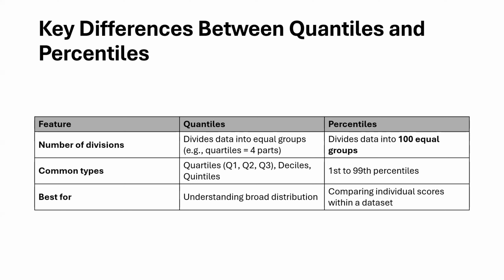Best for: if you want to understand a broad distribution, because if you divide your data set into four big groups, you'll have a bigger chunk of the data. But if you divide your data set into 100 small groups, you'll have a smaller chunk of data. Percentiles are best for comparing individual scores within a data set, like comparing marks. That's one example.